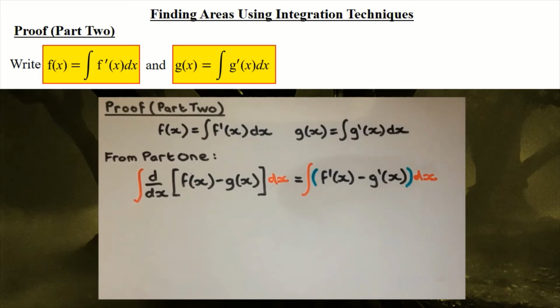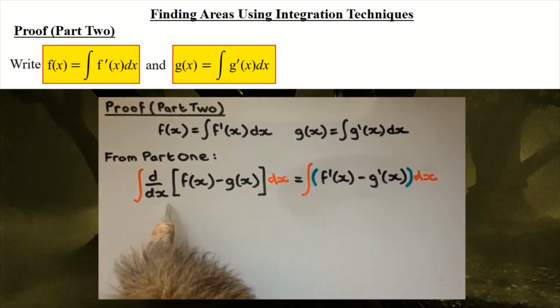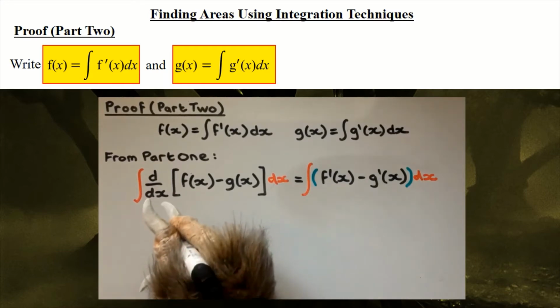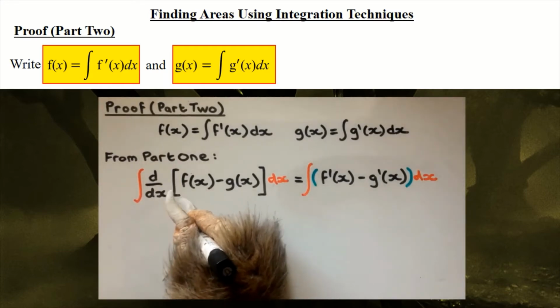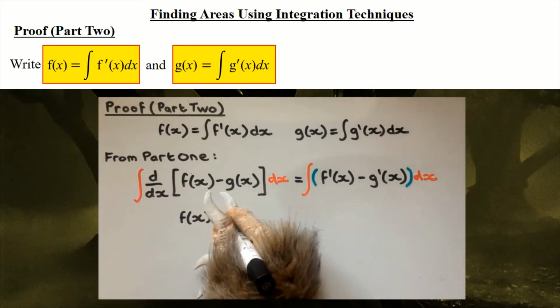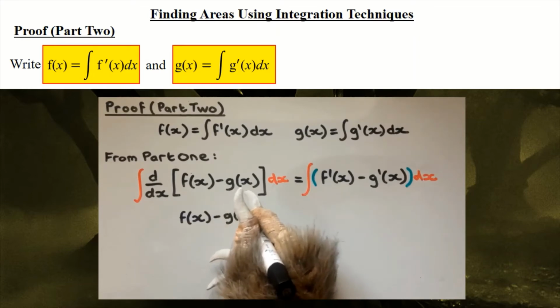Great. The next step, on the left hand side, notice we are integrating a derivative. These are effectively inverse operations. The integral of a derivative just returns the function back. So the left hand side is very simple. I think we saw this when we did integration by parts. So on the left hand side, you're going to get f of x subtract g of x. Very simple.